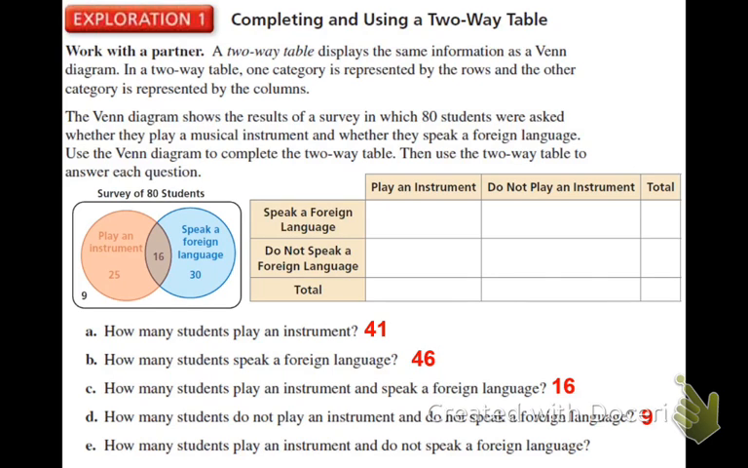What is it? 25. So basically we take this information and we fill in the chart. Some people like to use the questions, some people just read it. So here's what we're going to do. I'm going to go straight across. How many of them play an instrument and speak a foreign language? 16. How many of them do not play an instrument, but they speak a foreign language? It is 30. So how many people total speak a foreign language? 46.